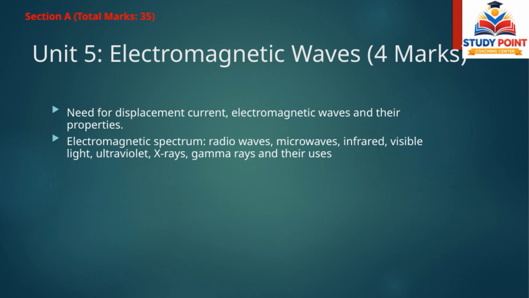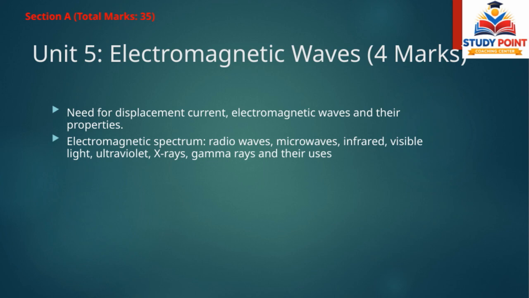Next, we'll look at the electromagnetic spectrum, which is essentially the range of all possible electromagnetic waves. It includes radio waves, microwaves, infrared, visible light, ultraviolet, X-rays, and gamma rays. Each type has unique properties and specific uses, from communication and cooking to medical imaging and cancer treatment. Recognizing these different waves and their applications emphasizes how integral electromagnetic waves are to our daily lives.